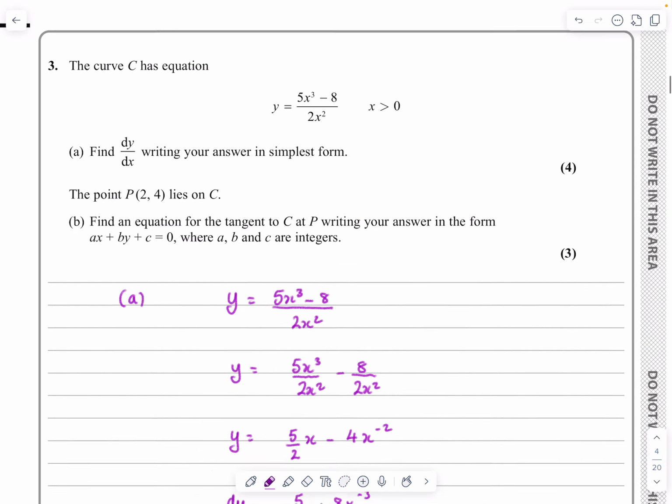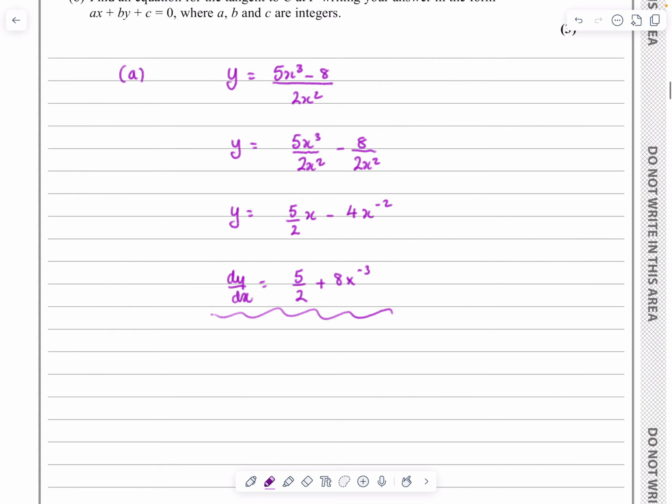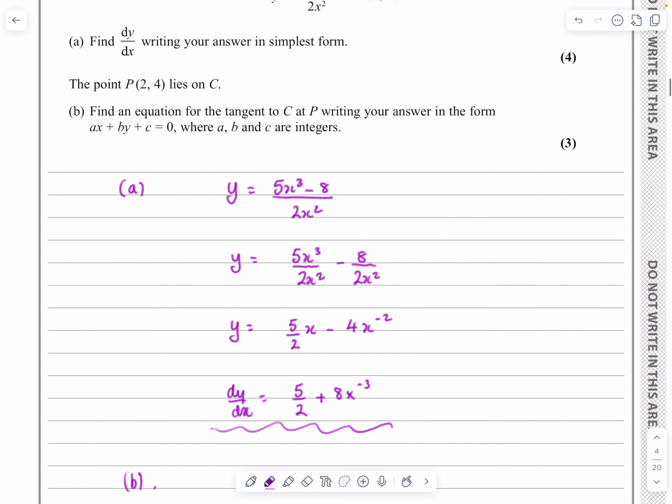It doesn't say anything about the way that they want that, so you could write it back as 8 over x cubed, but why do extra work? We don't need to. I'm going to leave that as my answer for part A.